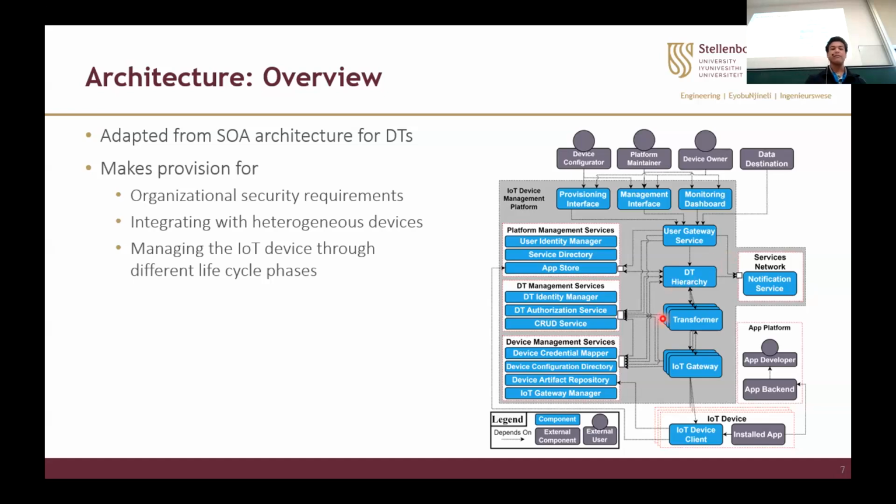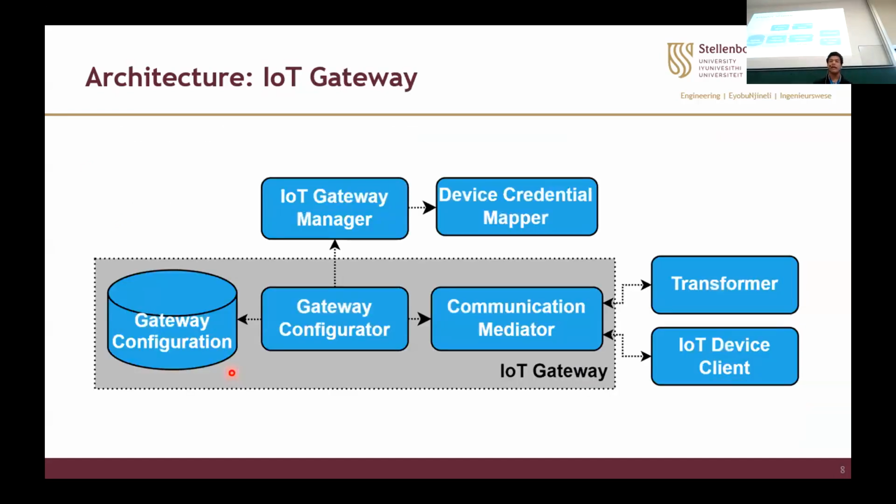I want to take a deeper look into the IoT gateway and the transformer, as these components will be adapted depending on the heterogeneous IoT device that you introduce. So taking a look into the IoT gateway, this is the network entry point for the IoT device technology into the system. We have the IoT device interacting with a communication mediator, and this in a practical sense would be your MQTT broker or your gRPC proxy of some sort.